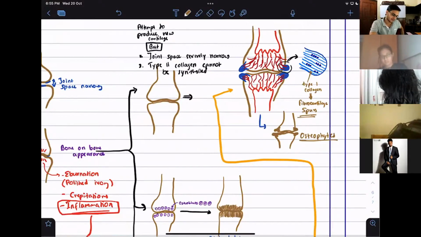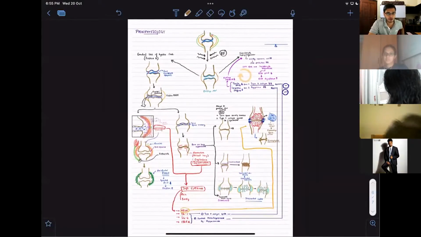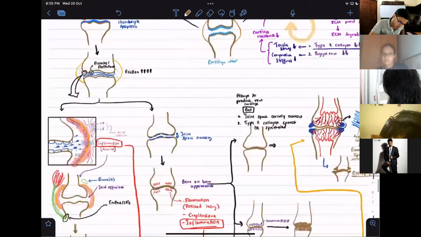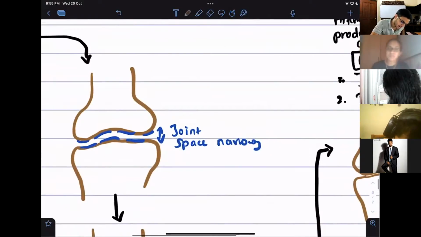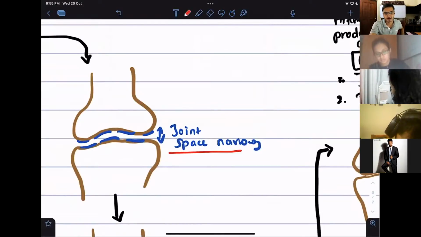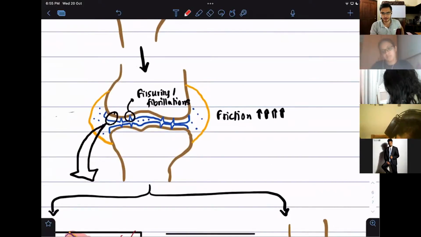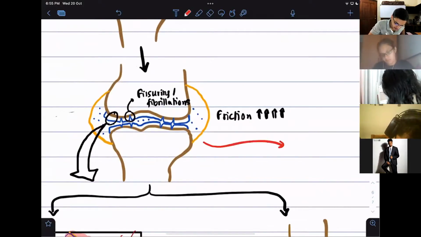Now, look at this. One more extra point to add here. This is the basic pathophysiology of osteoarthritis. We are almost done. One more small point to add here, put it as a note. We saw this joint space narrowing, and these fissurings and fibrillations. You can put it as a note here.